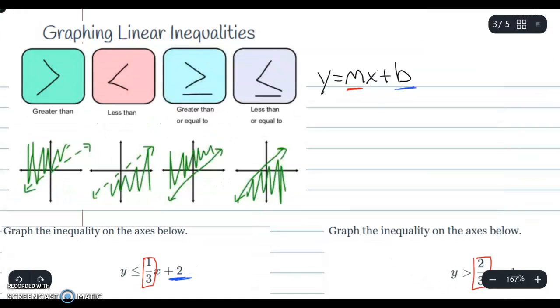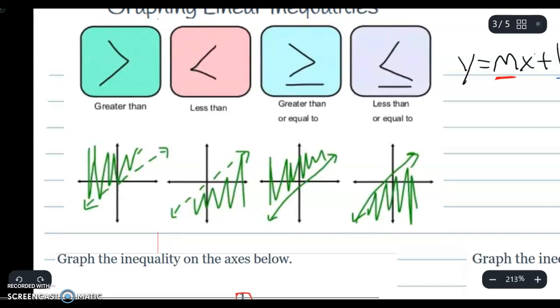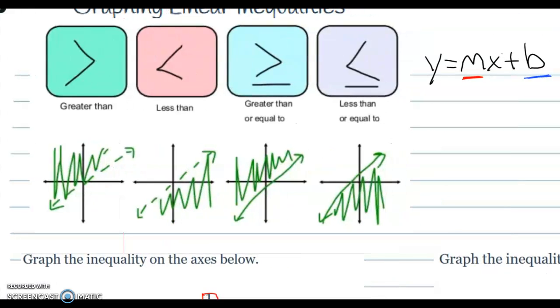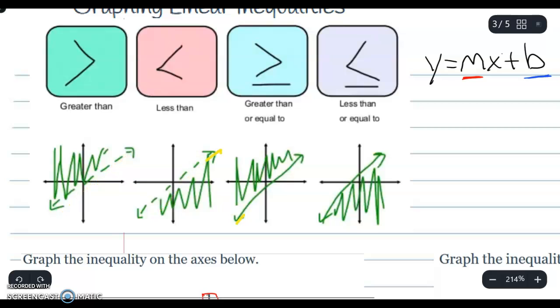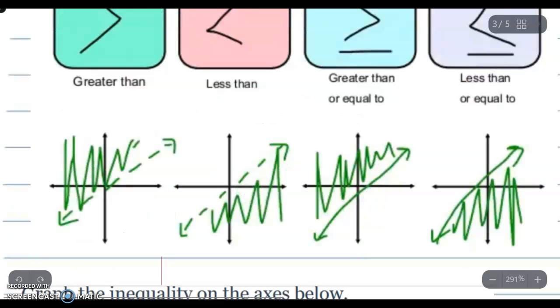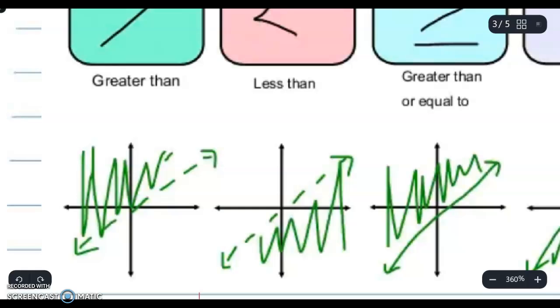Now, one more thing I want to talk to you about. All of these are positive, meaning they all go up. With negative, it's the same thing, except it just looks different because it's going in the opposite direction.